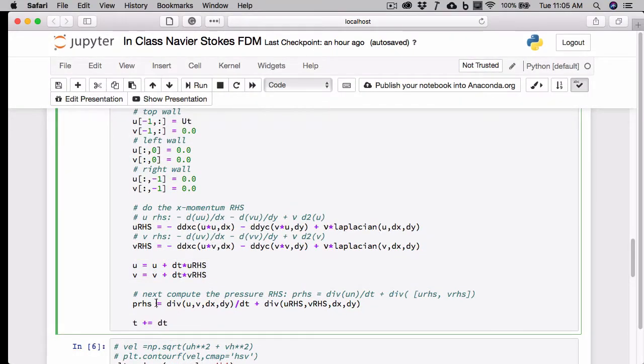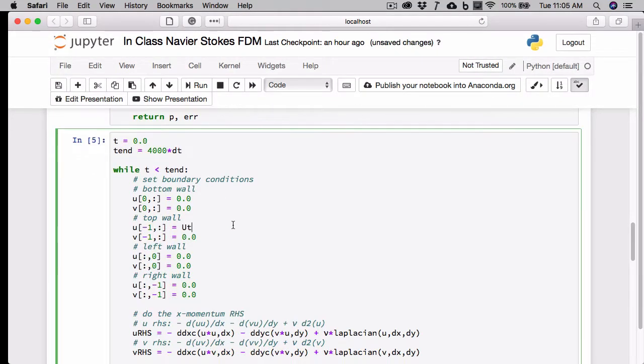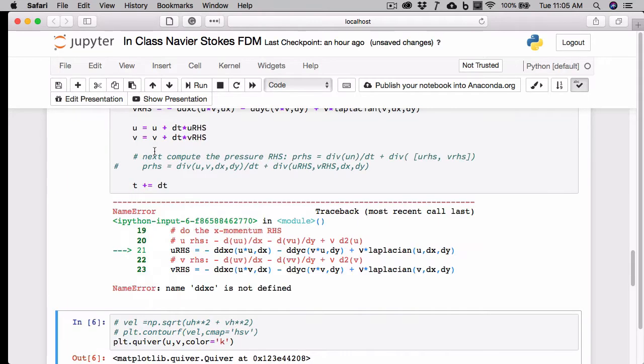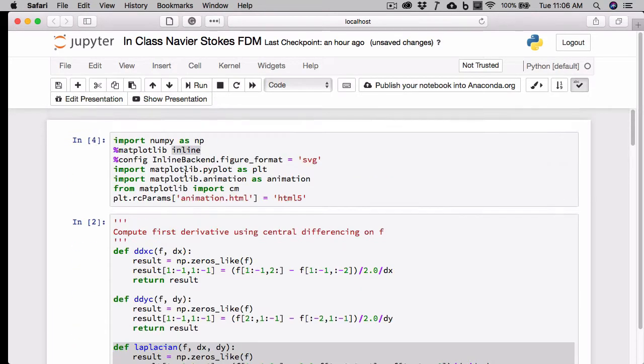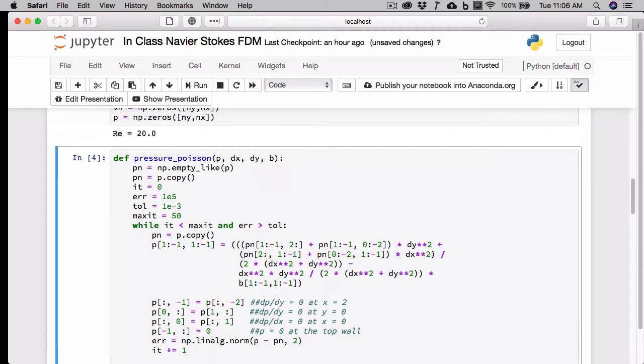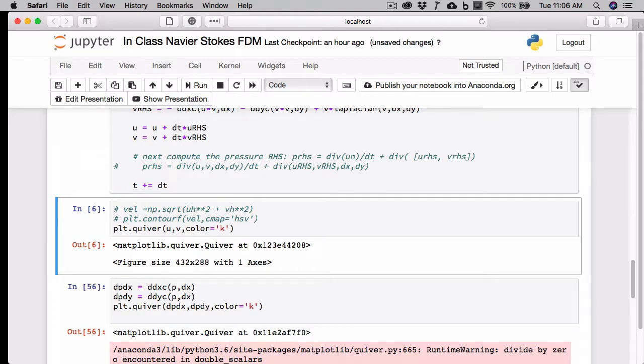And we said that these velocities, let's look at what happens with these velocities. Let's just say we stop here. Okay, so let's run this 4,000 time steps. Okay, it's not defined, so let me redefine these.